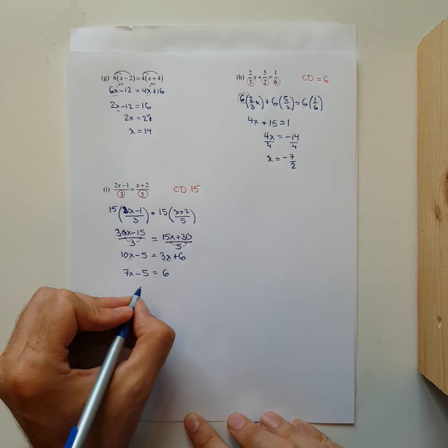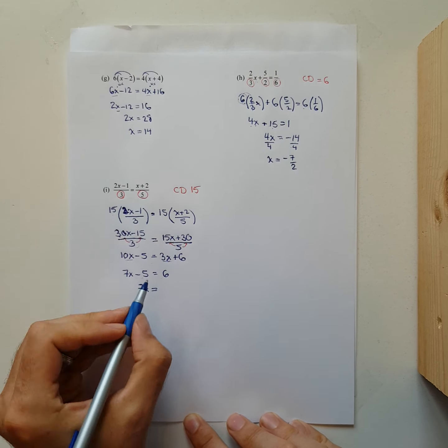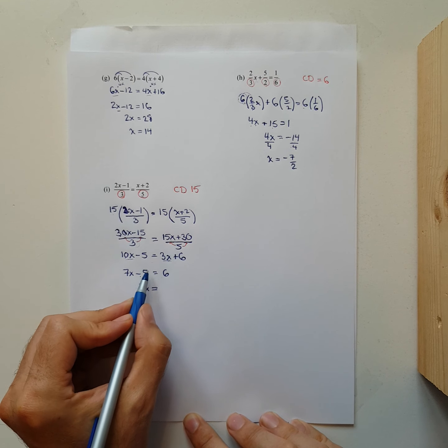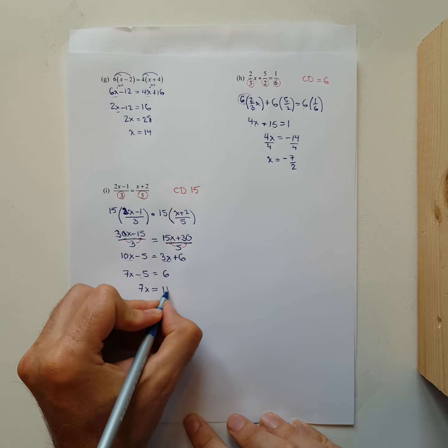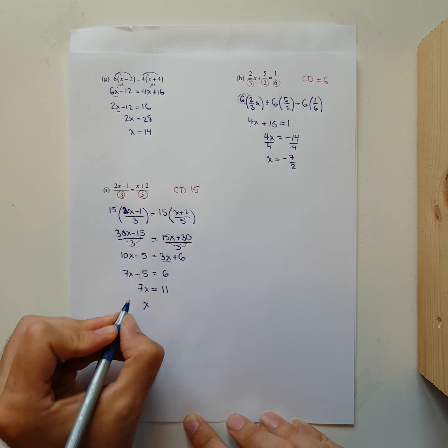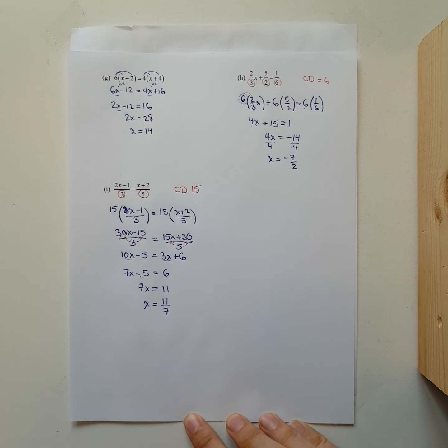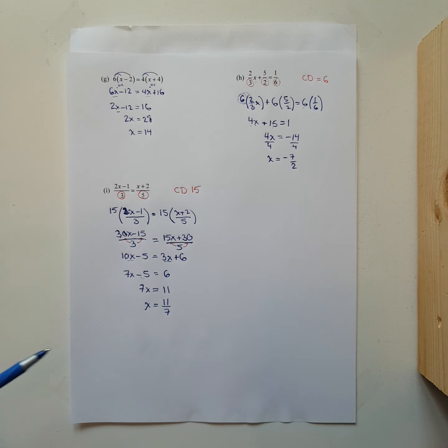Isolating the x, I'm going to get rid of the subtract 5. The opposite of subtracting 5 would be to add 5. So if I add 5 on this side here, we get 11. Lastly, the opposite of multiplying by 7 would be to divide by 7. That doesn't divide nicely, so I'm just going to leave it as a fraction. And in this case, it doesn't reduce. So I'm going to leave that then as my final answer.